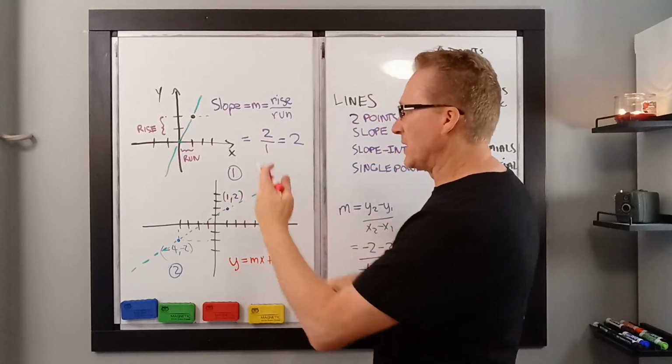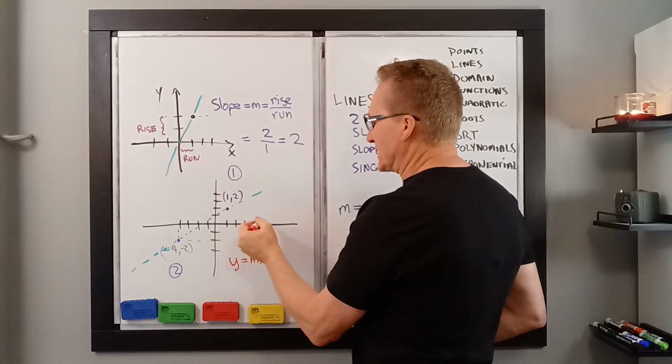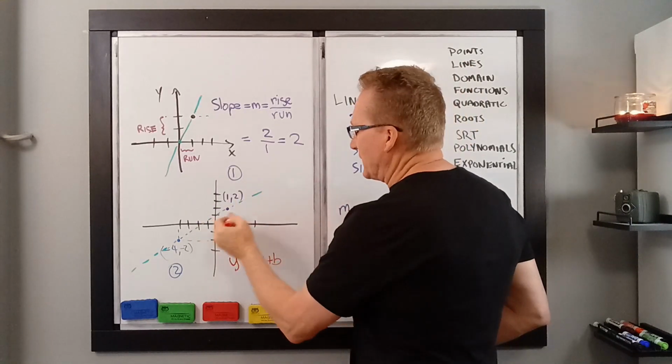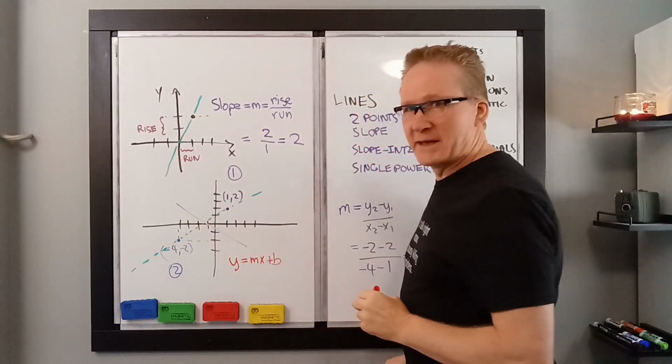The slope of this line would be less than 2. If it goes at 45 degrees, the rise would be the same as the run, and the slope would be 1. Anything less than that is less than 1. If it's going down like this, a line, it would be a negative slope.